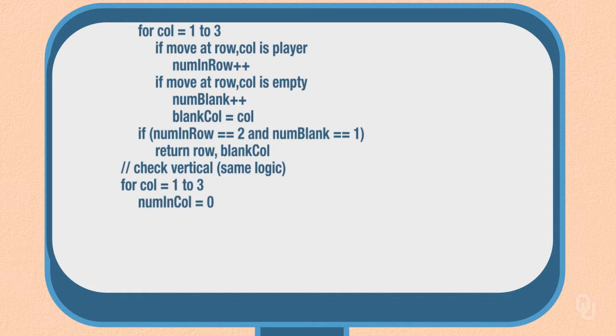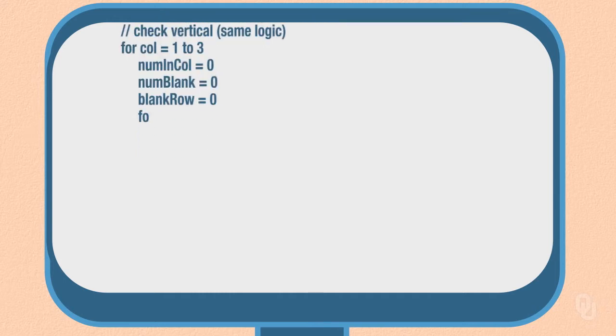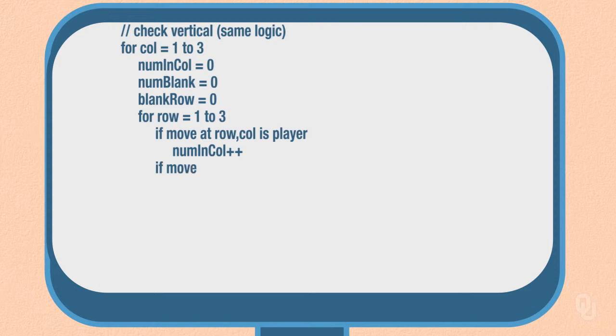So number in the column is 0, number blank is 0, and then the row that we're looking at, the blank row, is now 0. And we're going to say for row equals 1 to 3, so we're going to look at each individual row. If the move at that spot, row comma column, is the player, then we increment the column, num in col plus plus. And if the move is empty, we increment blank, num blank plus plus. And we need to save that row if it is empty. So we say blank row equals row.